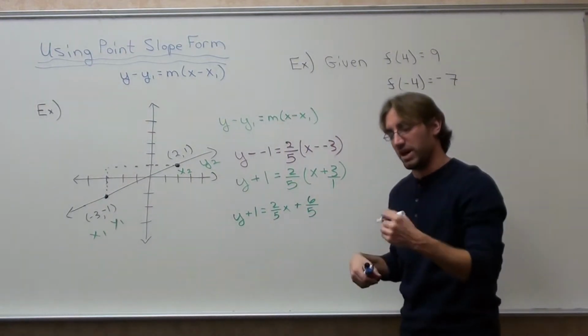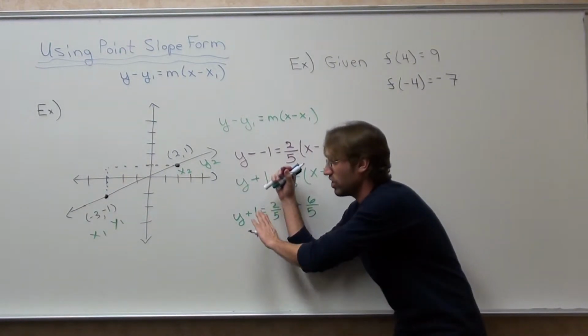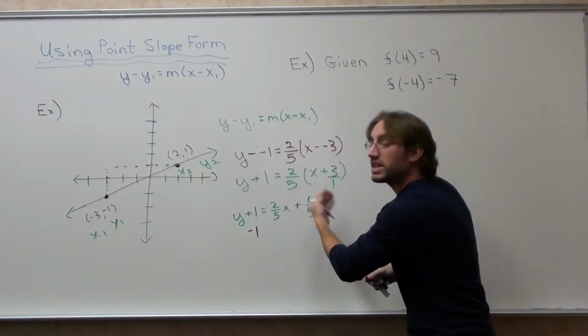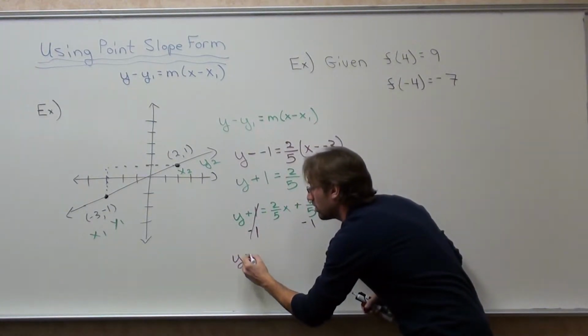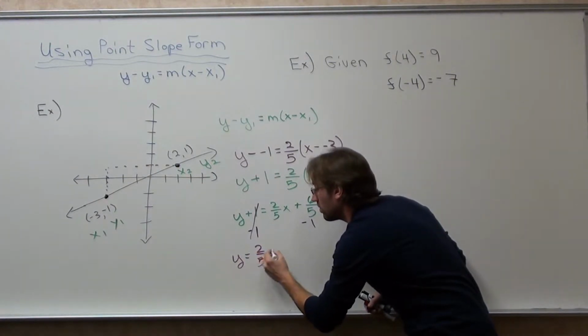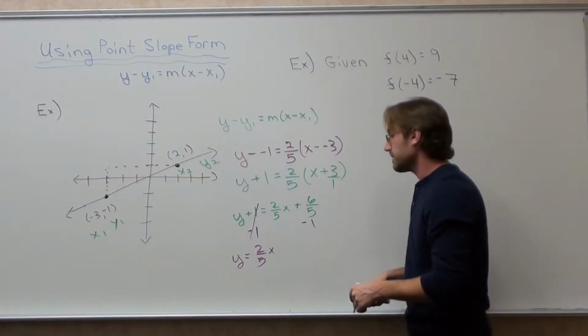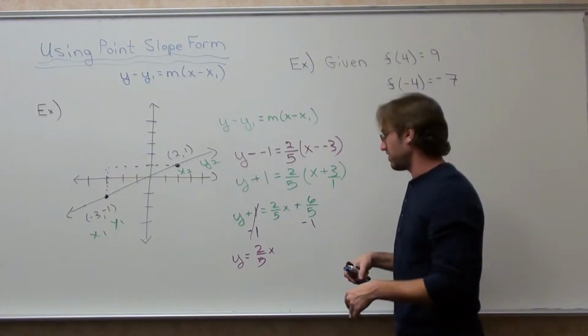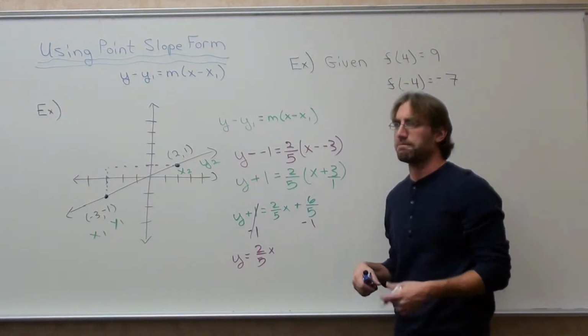Almost done. We've got to get y by itself. Subtract 1 on both sides of the equation, so you subtract it on this side, and you subtract it with its like term on this side. y equals 2x over 5, or 2/5 x, plus, now a lot of students have a little bit of difficulty figuring out what this is. What's 6/5 minus 1? Okay.